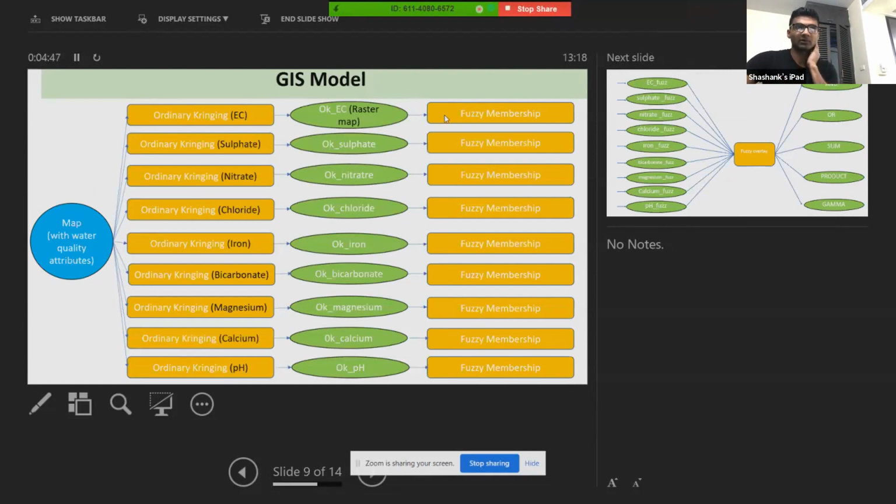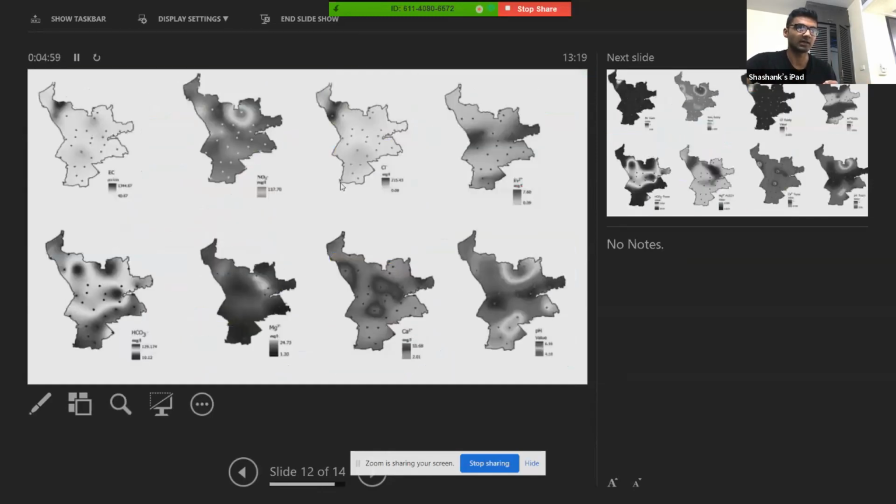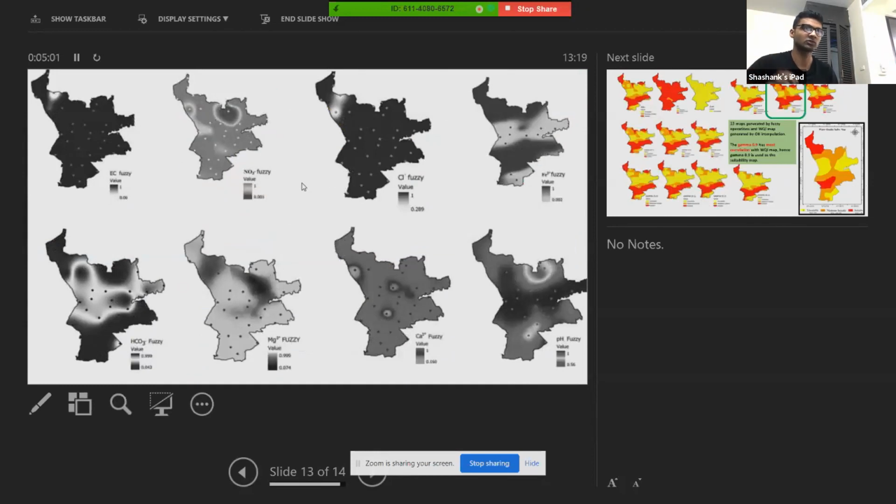So after applying fuzzy membership functions to the interpolation maps, we get fuzzified maps. So these are those fuzzified maps, electrical conductivity and so on. If you look at the legends of each of these maps, the values range from 0 to 1, and by definition fuzzy logic values range from 0 to 1.